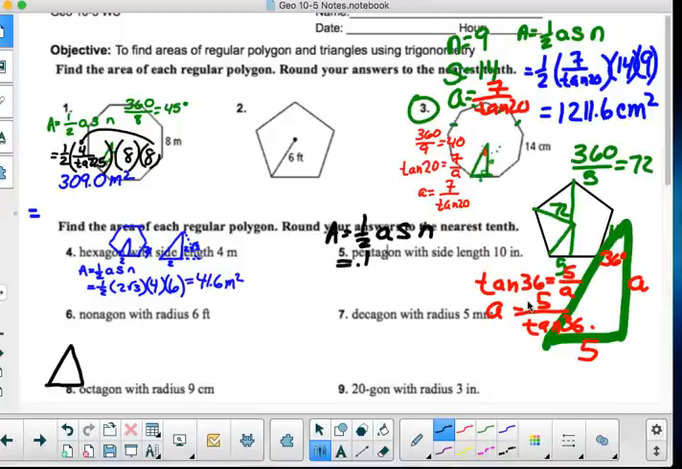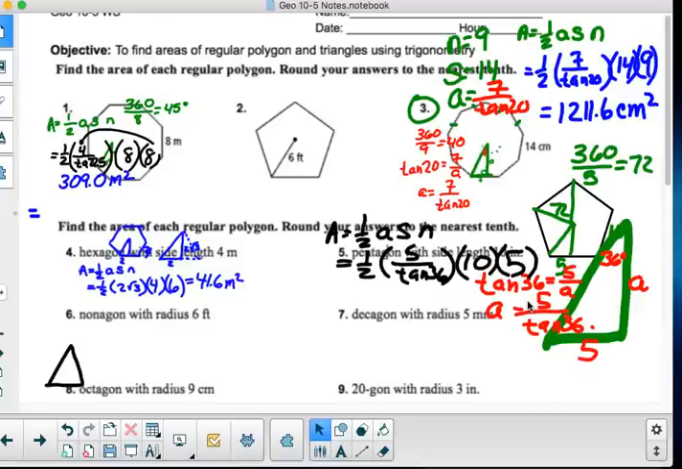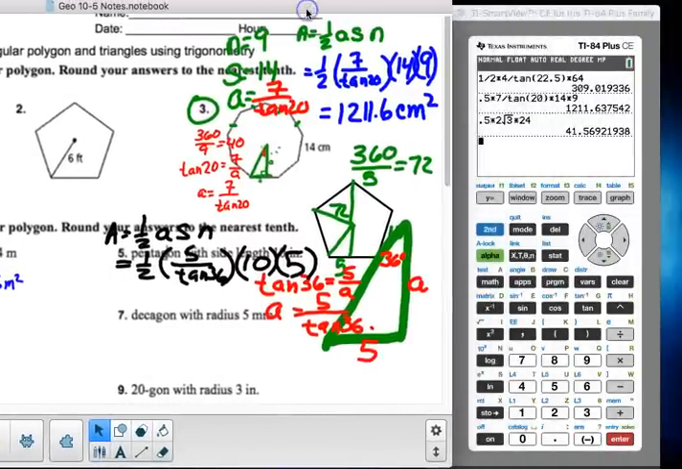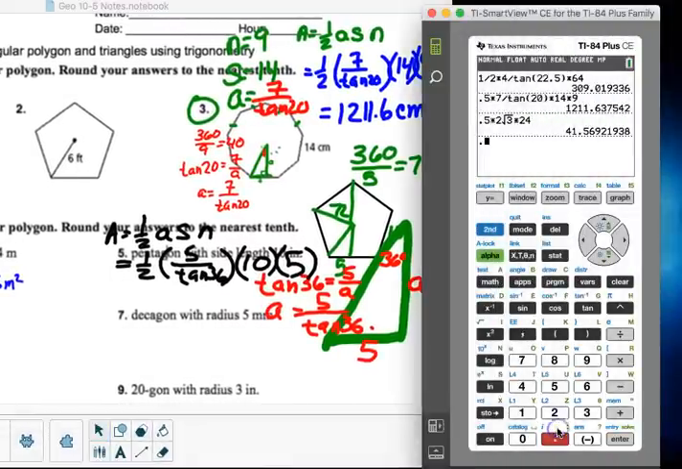ASN, and that is equal to 1/2 my apothem, 5 divided by tangent of 36, times my full side length, which is 10, times the number of sides, which is 5. So now I can put that in my calculator, and I'm going to slide this over so you can see my calculations. I got 0.5 times 5 divided by tangent of 36, right parenthesis, times 50, that's 5 times 10, and I get 172.0 for my answer if I round it to the nearest tenth.